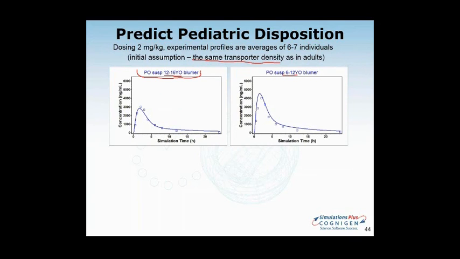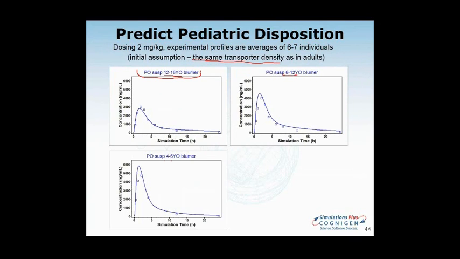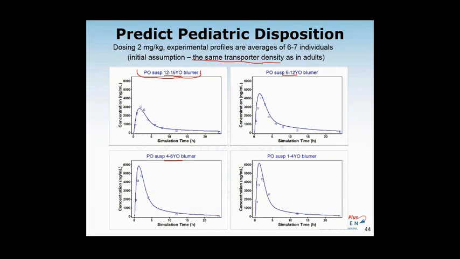Even going to the younger children all the way to about 4 to 6 years old, predictions did not give us any indication that we would need to make any changes to the transporter levels. We started having some over predictions going to the very youngest group, about 1 to 4 years old. But here we also looked at whether this could be more due to absorption, because these were all PO doses.